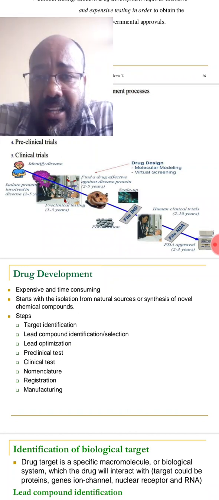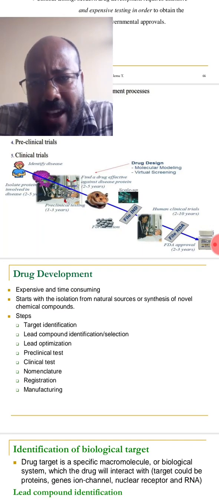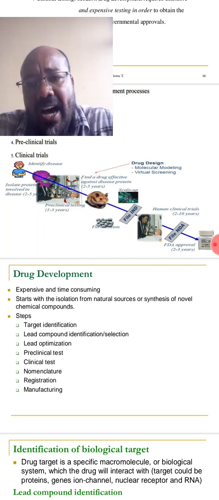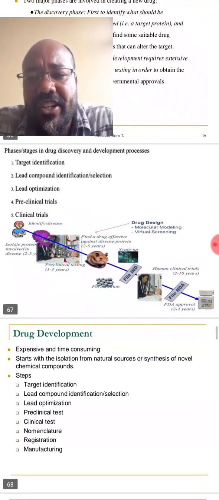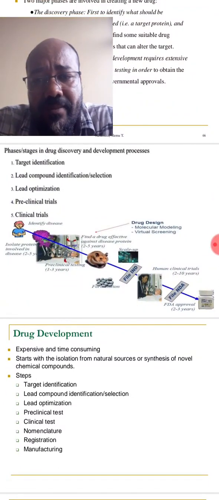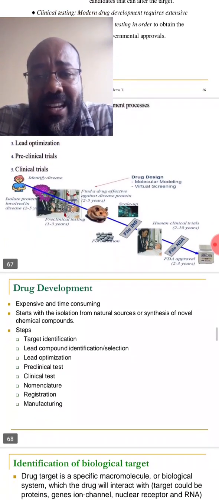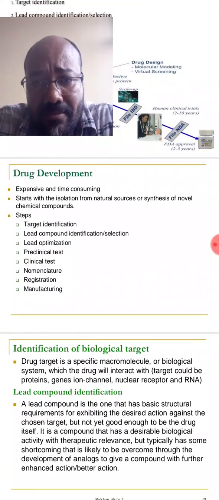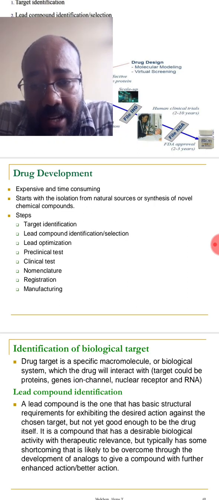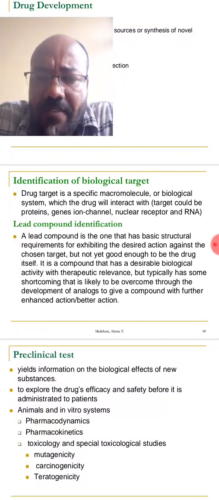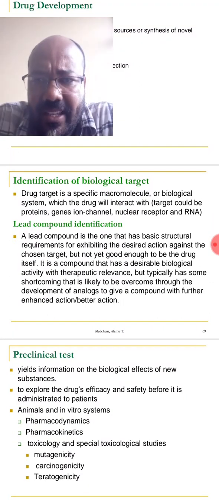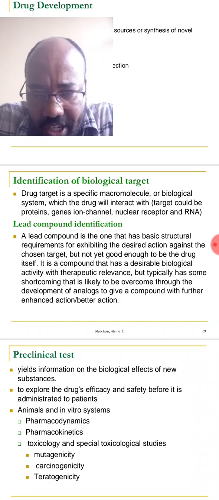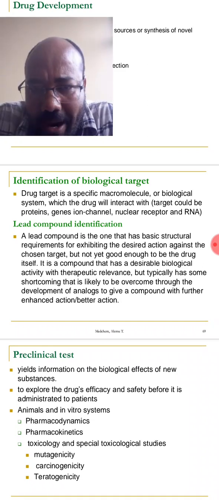I saw that there are 5 major phases in drug discovery and development: target identification, lead compound identification or selection, lead optimization, preclinical trials and clinical trials. After that, we also have other phases: nomenclature, registration, and manufacturing. There are about 13 phases commonly used in drug discovery and development. Let's see each of these. The first phase is called identification of biological target. What does it mean?